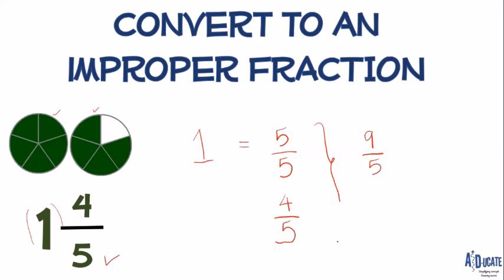But that's just one way to look at it. Another way we do it in school is we multiply across, and then add at the top. So it's 5 times 1 and then plus 4. 5 times 1 is 5. 5 plus 4 is 9. And as usual, we always keep our denominator. Correct.